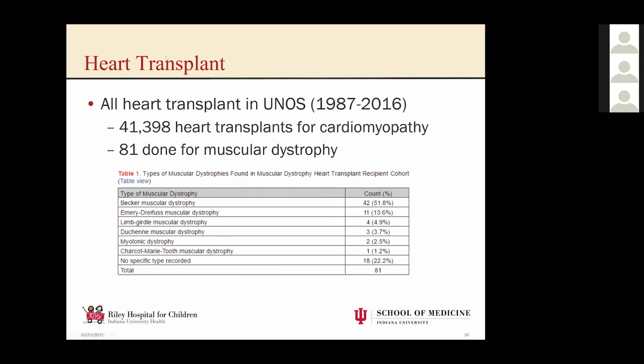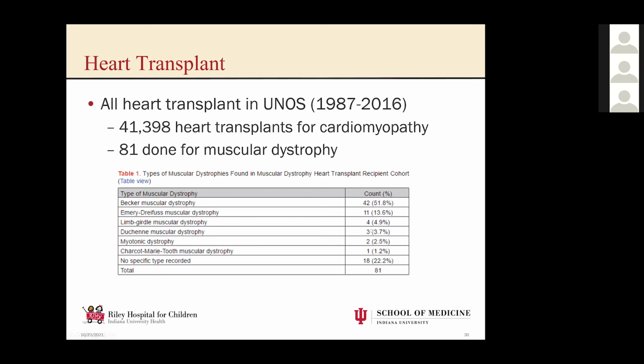Some people ask on occasion about heart transplant. So when all else fails, what has been done in the past for heart transplants in patients with muscular dystrophy? If you look, there's been almost 42,000 heart transplants for cardiomyopathy over an approximately 30-year time span up to 2016. Only 81 had been done for patients with muscular dystrophy, the most common of that being Becker and a few others. And if you look, only 3 patients with Duchenne muscular dystrophy have been transplanted.